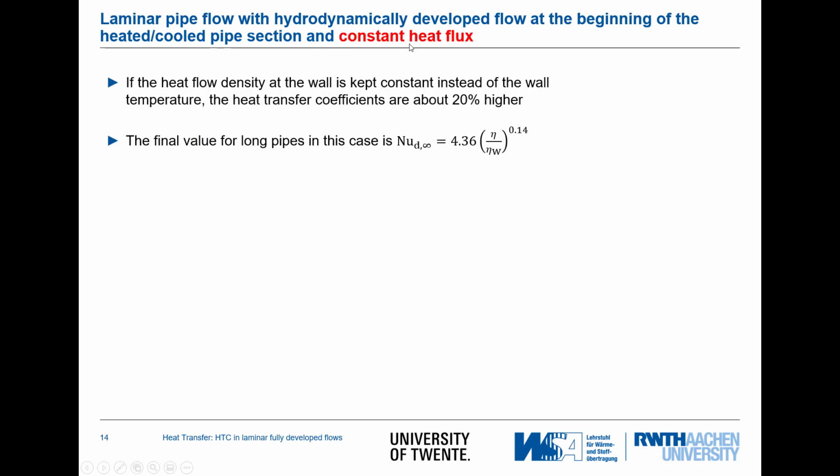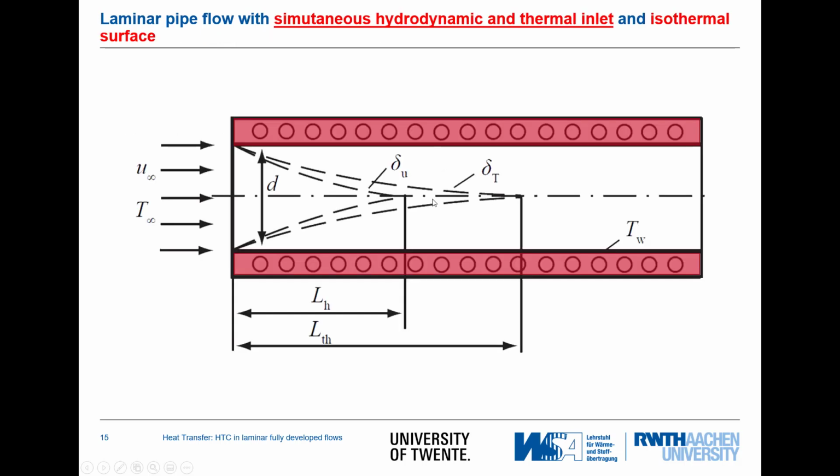If we have constant heat flux, there's a general rule that we can assume that it's about 20% higher compared to the constant temperature value, and the final value, we have just shown that one here for the case of the mathematical calculation, so it's 4.36. We can also use this factor if you want to account for a change of the viscosity due to the liquid.